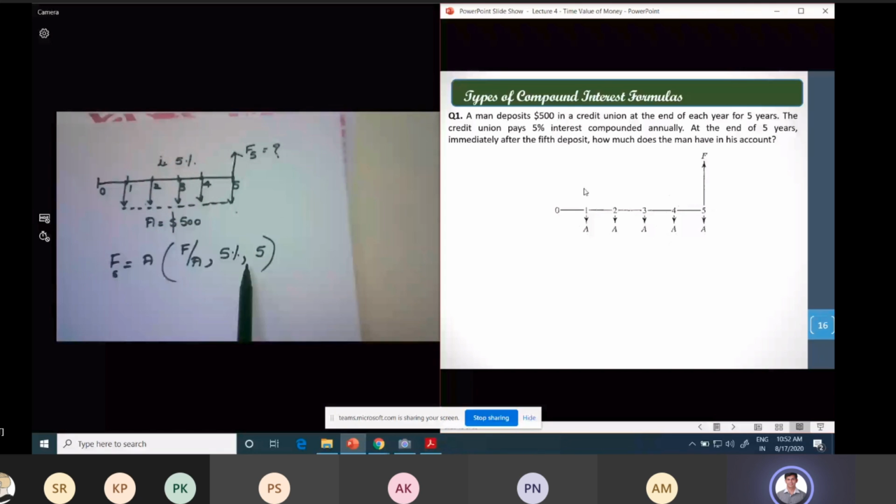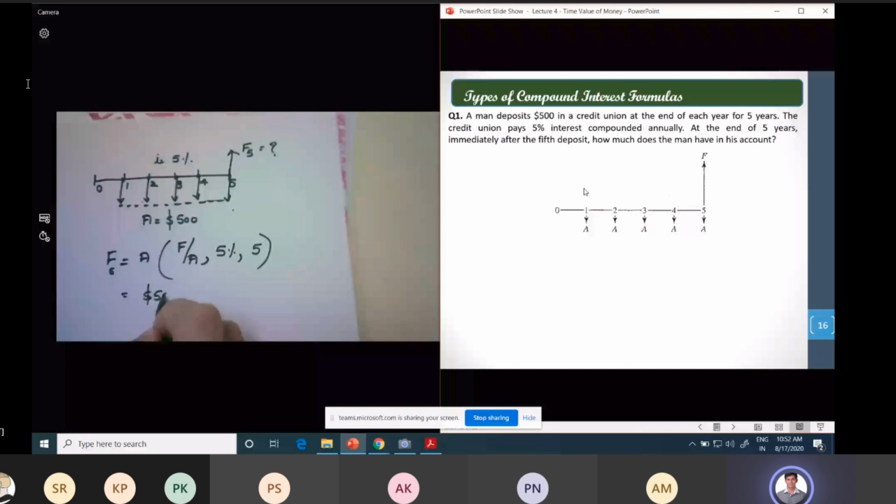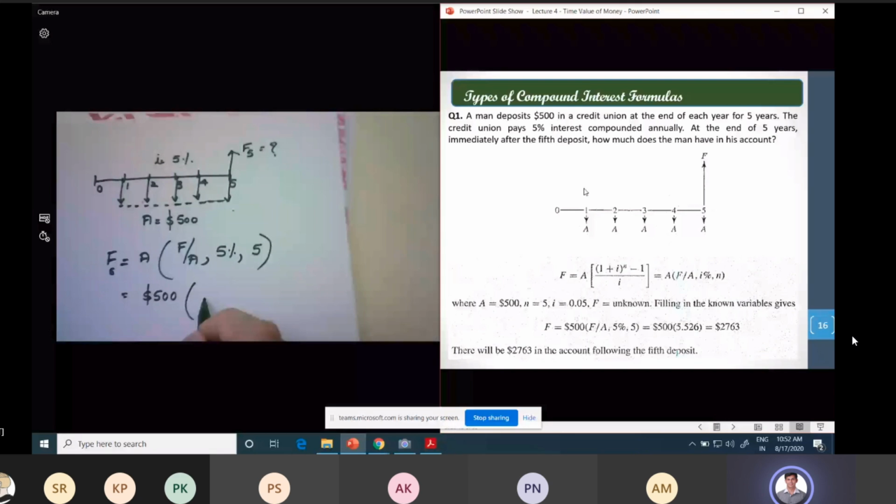So this will be 500. This will be some percentage factor. I guess I have written it here. That is 5.526. So you will get some value. That is 2,763.